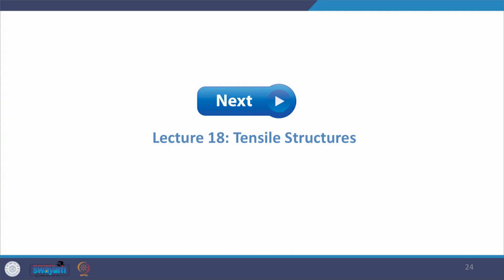Next we will be discussing the tensile structure, where, similar to the compressive structure, the structures will mostly take tension, with either a little bit of compression or no compression. We will be discussing that in the next lecture, and thank you all for taking part in this particular course.